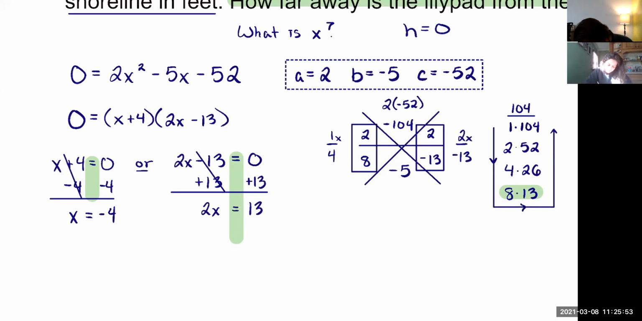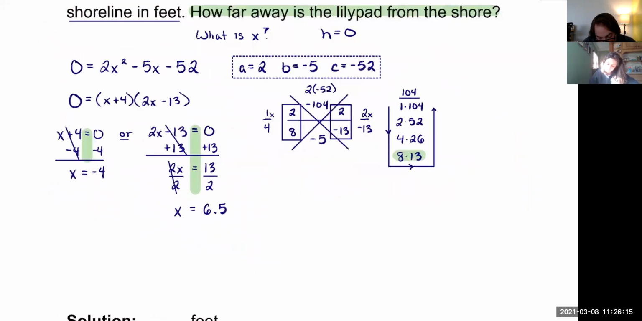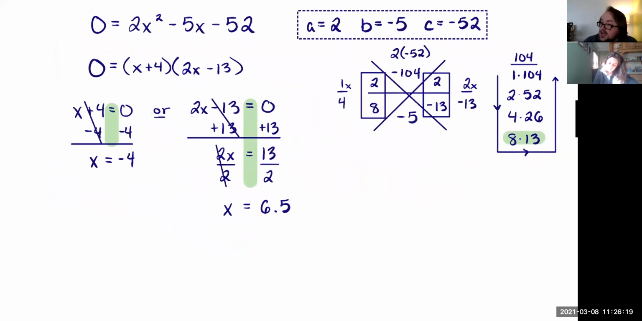Then what? Divide by the 2. Divide both sides by 2. I get x equals, well, I'm going to go ahead and divide this one because it divides kind of okay. 6.5. Now, we can't forget x actually represents something here. X is the distance from the shoreline in feet. Which of these kind of hurts my brain?